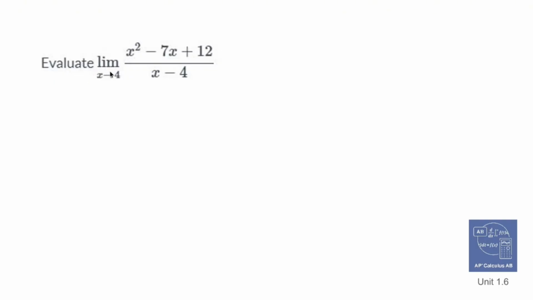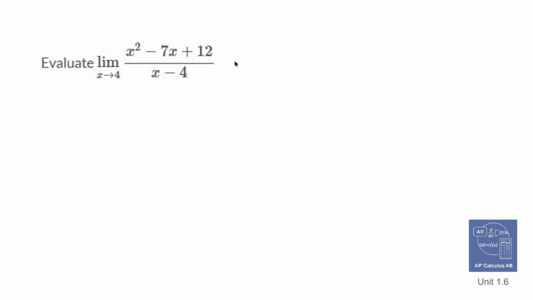Evaluate the limit as x approaches 4 of x squared minus 7x plus 12 over x minus 4. Whenever you're looking at problems like this and thinking, let's do a limit, let's just plug it in, that's usually fine. But what often happens is if you do plug it in, you're going to get something like 0 over 0, and that's what's going to happen here.